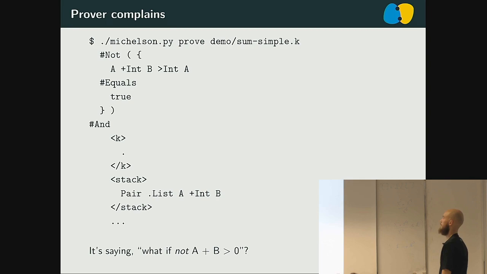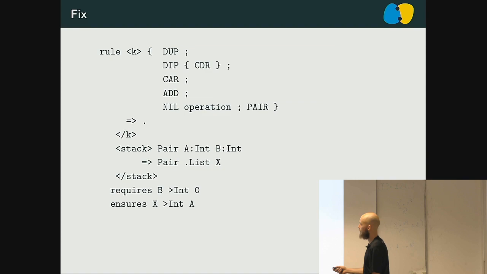And the way you would solve this in this case, or one way you can solve it, is to say, oh, yeah, this only works when B is larger than 0. Super toy example, but just to give you a sense of what it looks like. Here's the kind of things you write. Here's the kind of things you get when you screw up. Yeah, it's a simplified workflow of proving things in K. This passes, yeah.